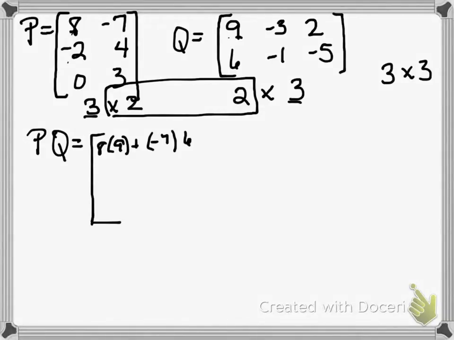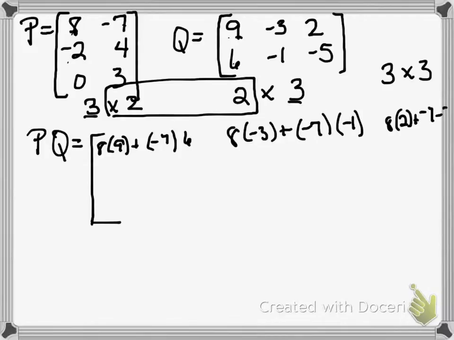Times the 9 plus the -7 times the 6. I did the row times the column. Now I'm still on this top row, but I now move to the middle column, so it's going to be the first row, middle column answer. So I have 8 times -3 plus the -7 times -1. Now I'm still in the first row, but this time it's times the third column. So I have 8 times 2 plus -7 times -5. I don't know if I'll have enough room to write this. Yeah, there we go, barely.